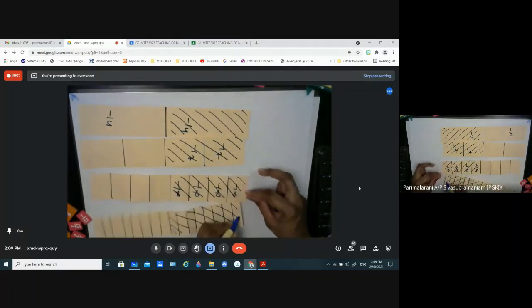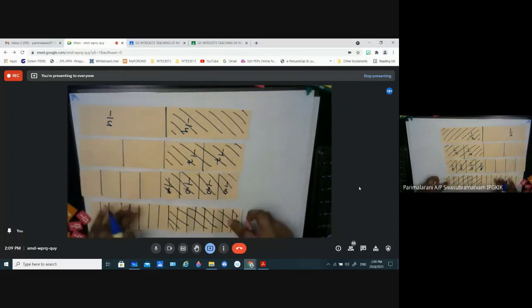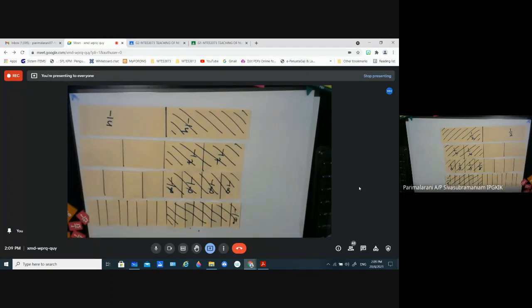Okay, and here each part is 1/16. So we can see that 1/2 is equivalent to 2/4, and it's also equivalent to 4/8, and it's also equivalent to 8/16. So 1/2 is equivalent to 2/4, equivalent to 4/8, equivalent to 8/16. This is because all the strips have the same area size.